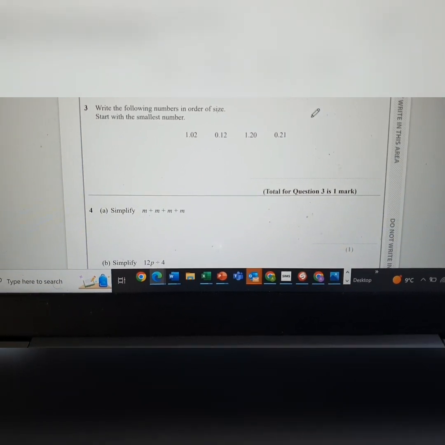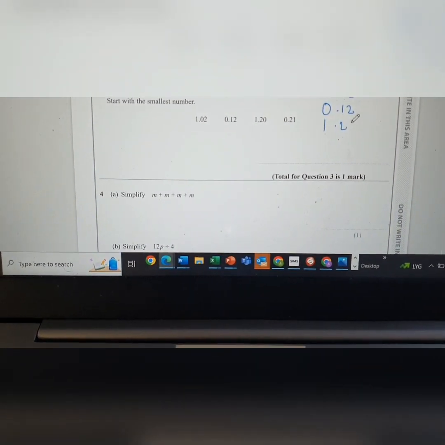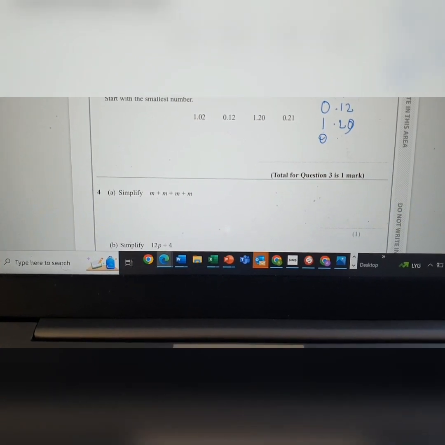Third question, write the following numbers in order of size. I normally tell my students to write this down vertically. So I'm going to write it down vertically: 1.02, 0.12, 1.20, and 0.21. Just going to rub that one off. Write it again properly.